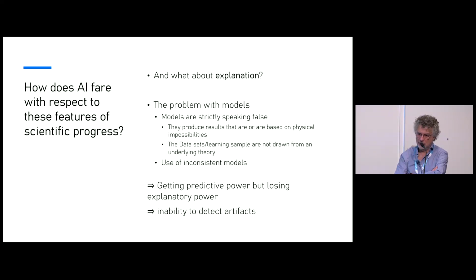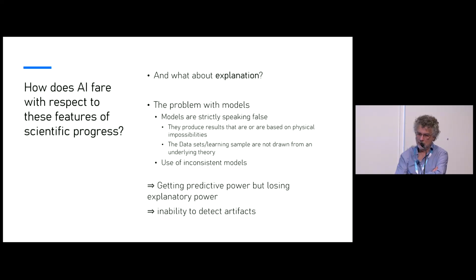And this also is connected to explanation. So explanation is another feature that is associated with scientific progress. And here we have the second problem, which has to do with the problem of models, right? So AI models certain phenomena, but models are strictly speaking false. So they produce results that are based on physical impossibilities. Also, this problem is further enhanced by the fact that the learning sample which is used to train the AI models is not drawn from an underlying theory, and this is problematic because it is often the case that they might produce results that are physically impossible.